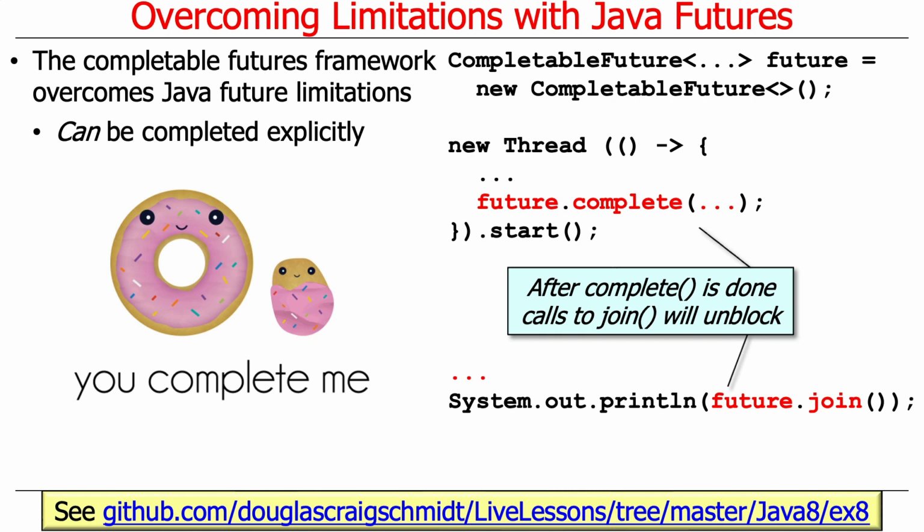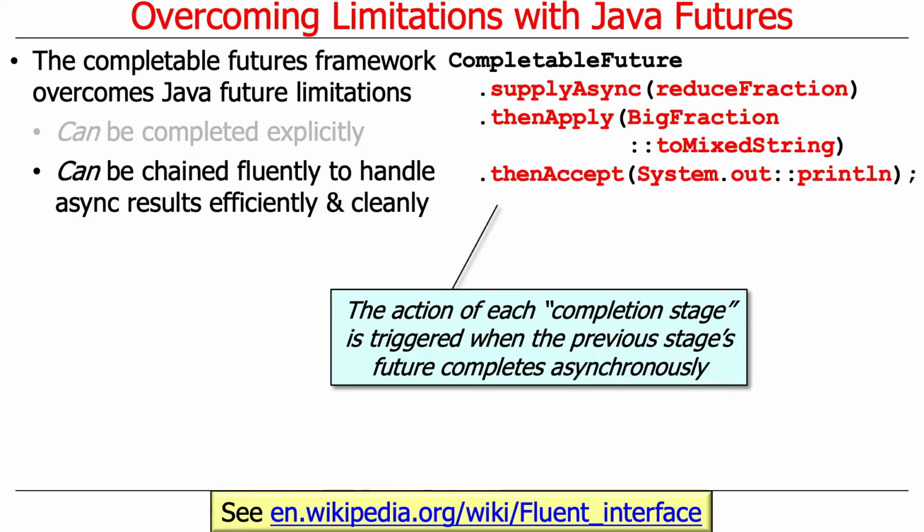So you can explicitly complete completable futures. We'll see an example of this here shortly. Not the most useful, not the most important feature of completable futures, but an interesting feature nonetheless. And you actually get to play with this in programming assignment number 4.